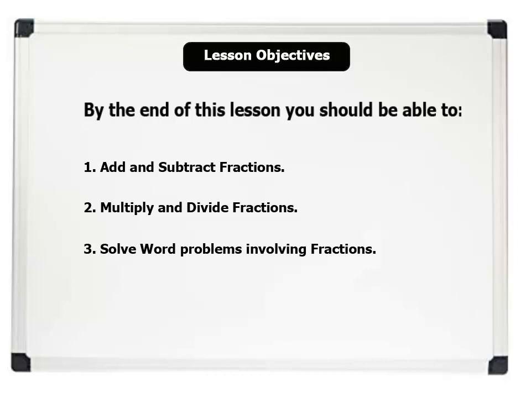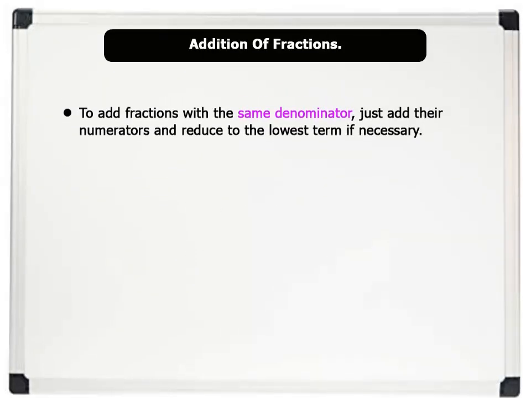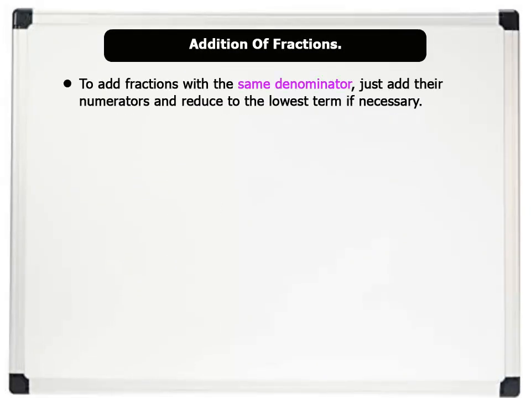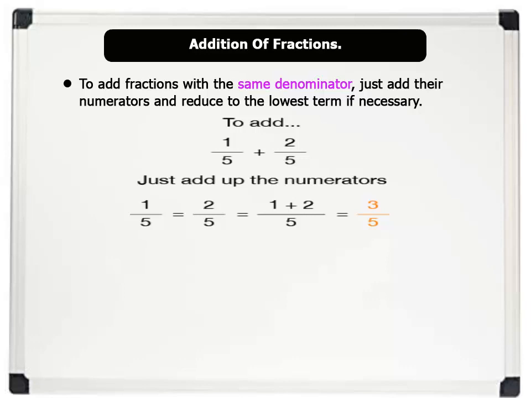Let us proceed. To add fractions with the same denominator, just add their numerators and reduce to the lowest term if necessary. For example, to add 1/5 plus 2/5, just add up the numerators while the denominator remains the same. 1 plus 2/5 equals 3/5.